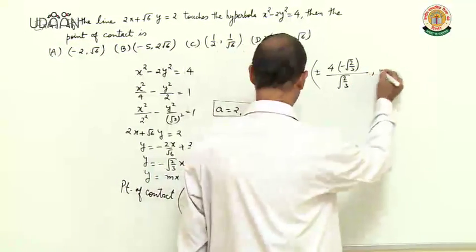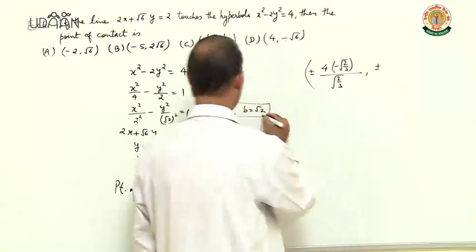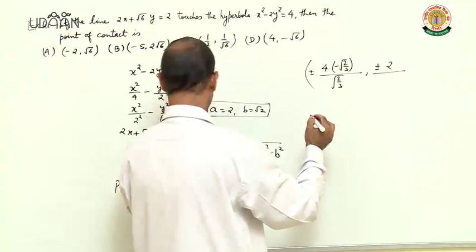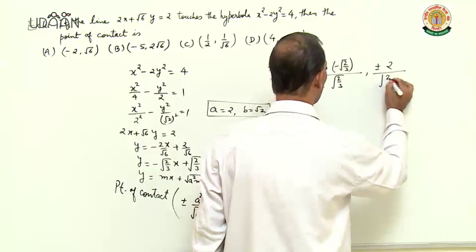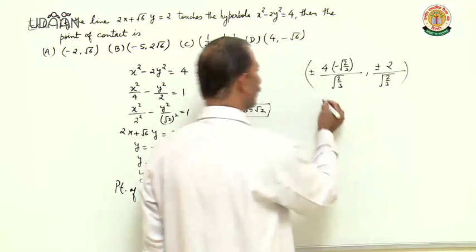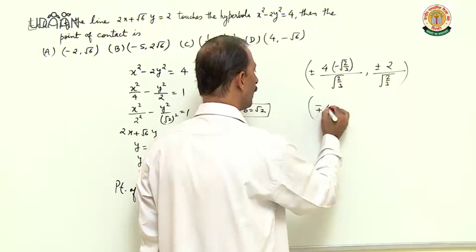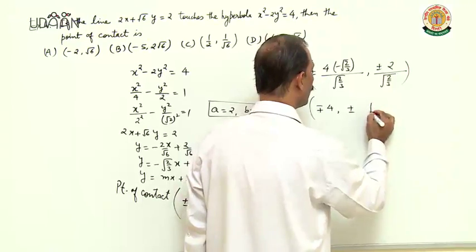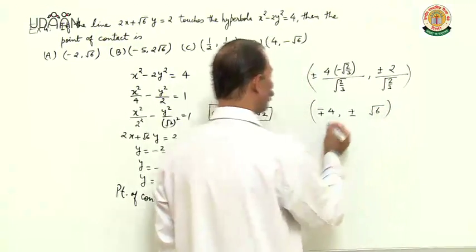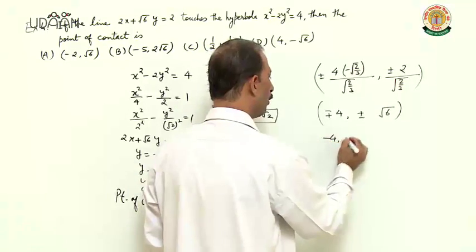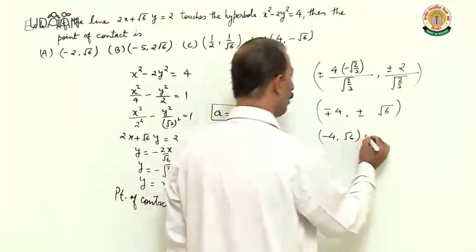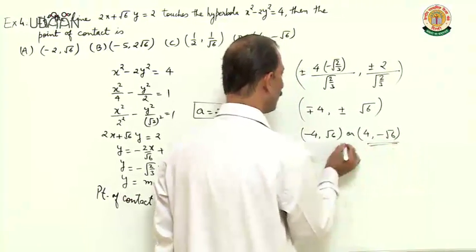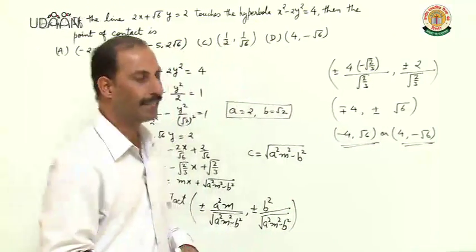And then the y coordinate is plus minus b square, that is 2, upon this value of c, which is root 2 by 3. Simplify this, you will get minus plus 4 plus minus. If you simplify this, you will get root 6. So you are getting the point minus 4, plus root 6, or plus 4, minus root 6. These are the 2 points of contact we are getting.